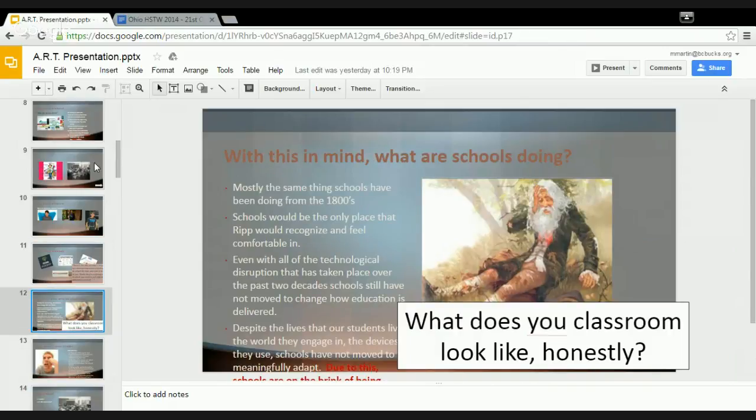So with all that in mind, what are schools doing? And let's talk about your classroom. What does it look like, honestly? And if not your classroom, what do the classrooms in your school look like?